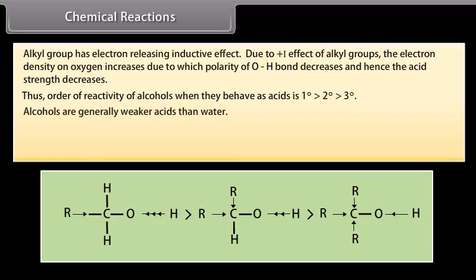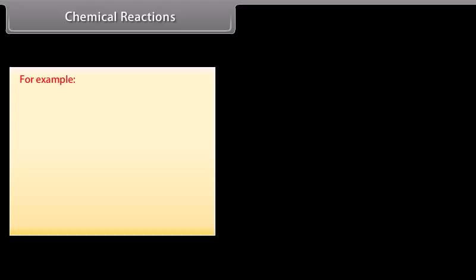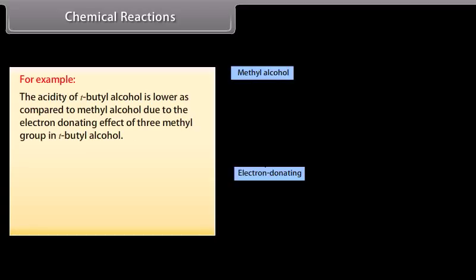Alcohols are generally weaker acids than water. The relative acidities of alcohols are affected by the substituents attached to the carbon carrying the hydroxyl group, often by an electronic effect called the inductive effect. For example, the acidity of tert-butyl alcohol is lower as compared to methyl alcohol due to the electron donating effect of 3 methyl groups in tert-butyl alcohol.